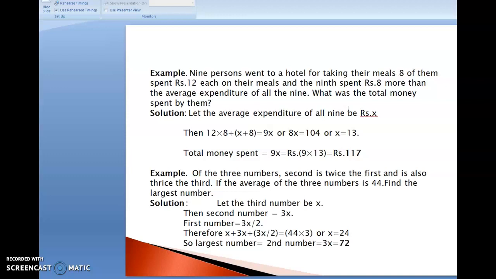So add these 3 numbers and that's nothing but the total. The total is given as average into quantity. The average is already mentioned in the problem as 44 and the quantity is 3, therefore 44 into 3. So again you have a single equation with one variable, so you can find the value of X here. So X is 24. The largest of the 3 is 3X, which is 72. That's the answer.